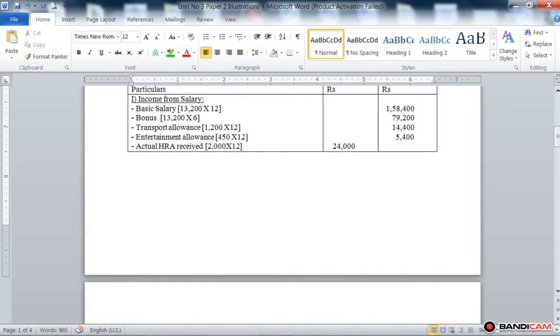First of all, for computation of exempted HRA, we need to compute salary. Salary for HRA is equal to basic pay plus DA (considered for retirement benefit) plus commission on sales.